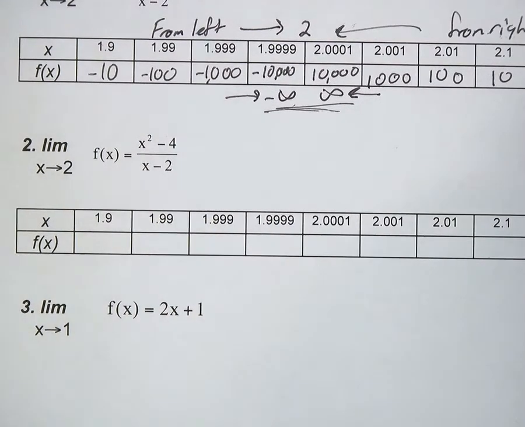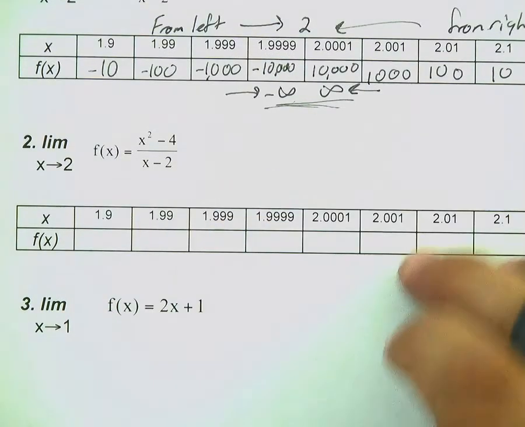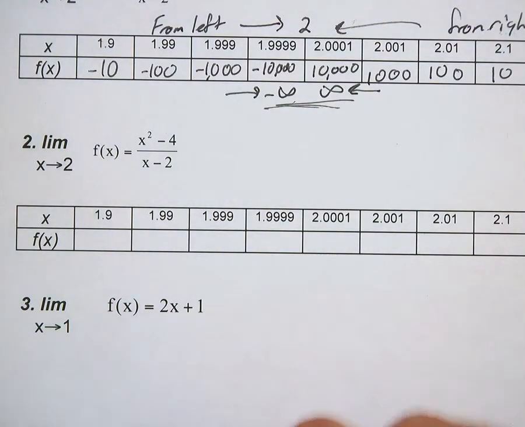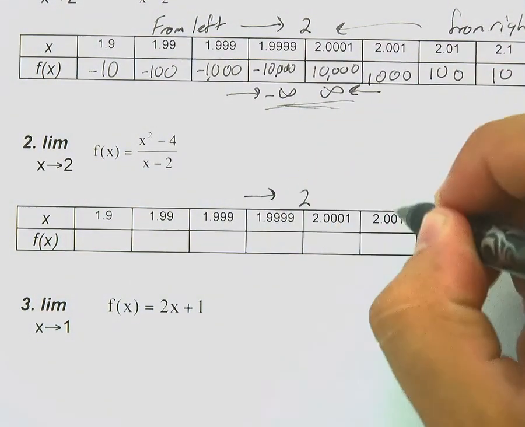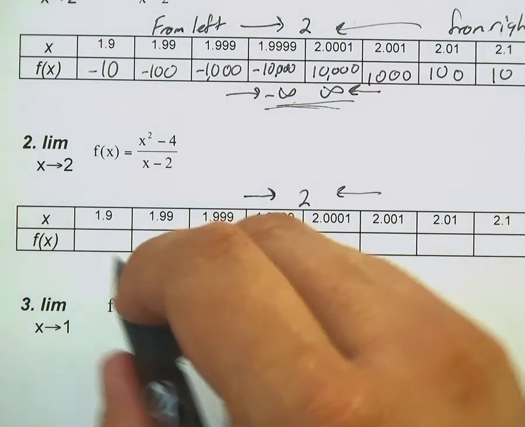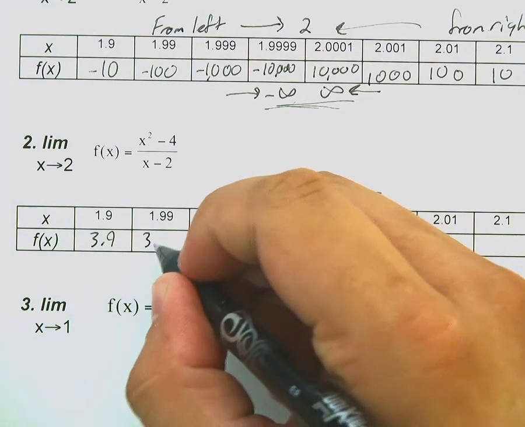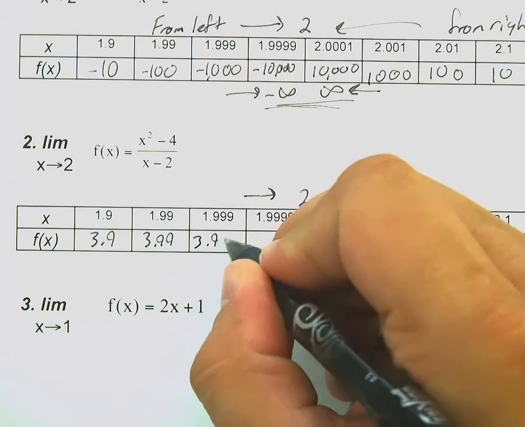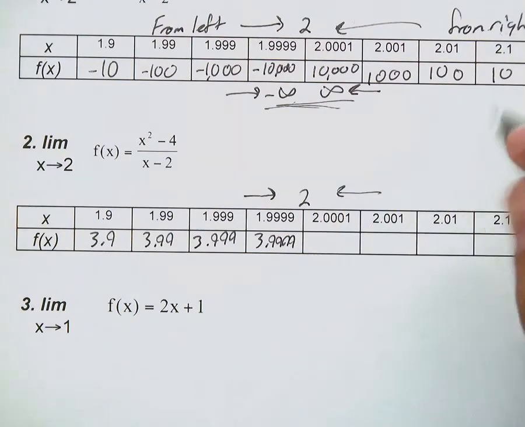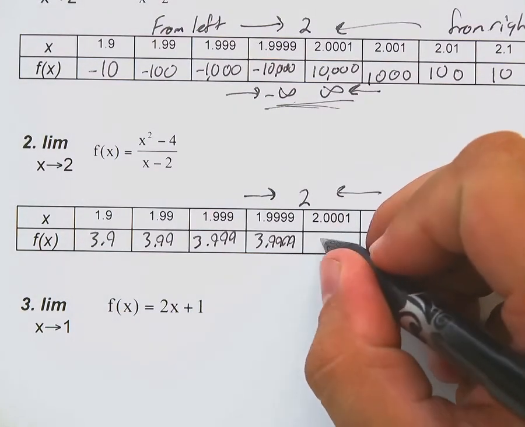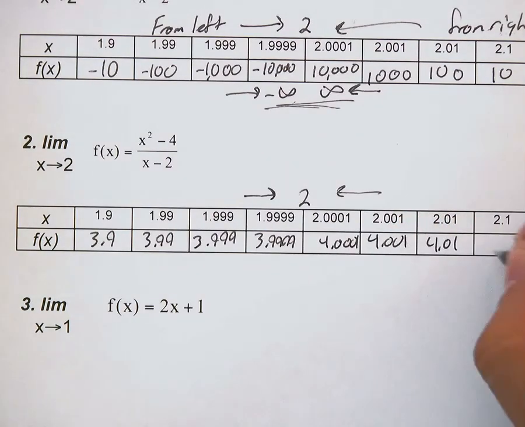Okay, on this one, we have a fraction here. So again, set it up, plug in your values. The limit as x approaches 2, so here's 2 from the left, from the right. Plug in a 1.9, again I've already done this ahead of time, you get 3.9. 1.99, you get 3.99. 1.999 gives 3.999, you could probably guess where this is going. 3.9999. 2.0001 is 4.0001. 4.001, 4.01, and 4.1.